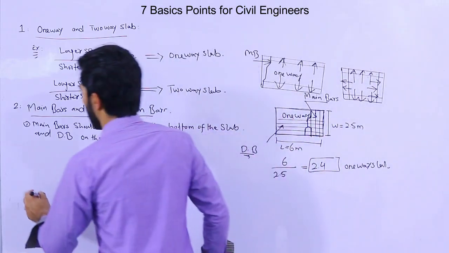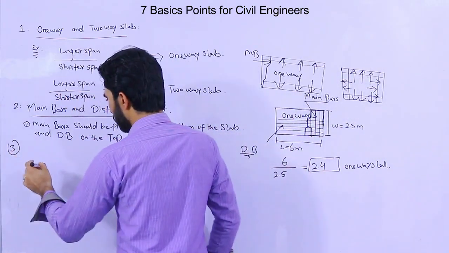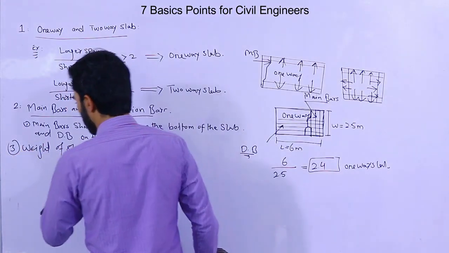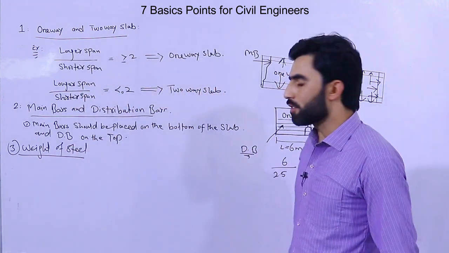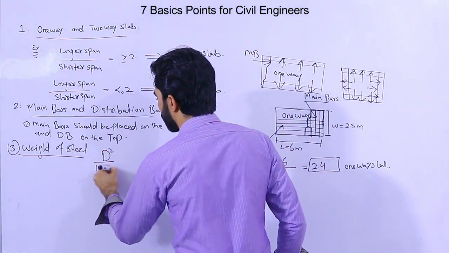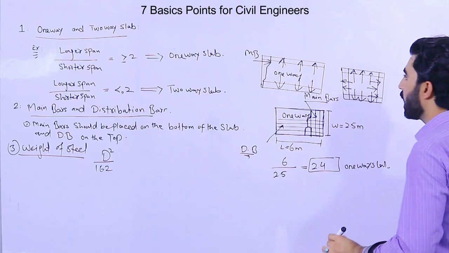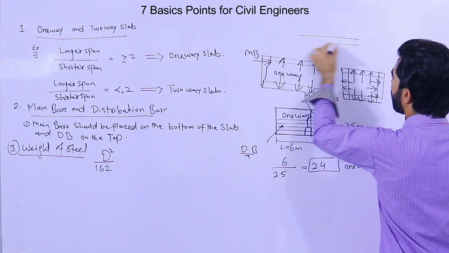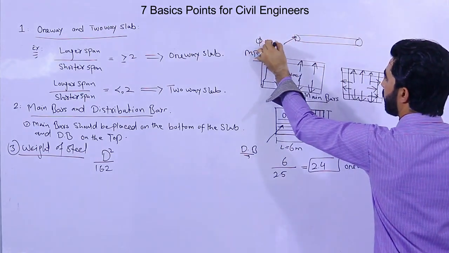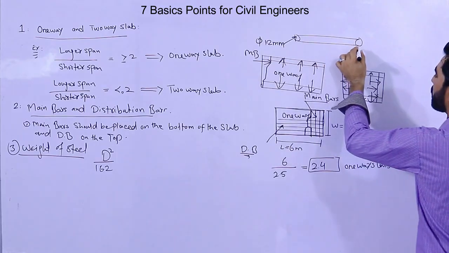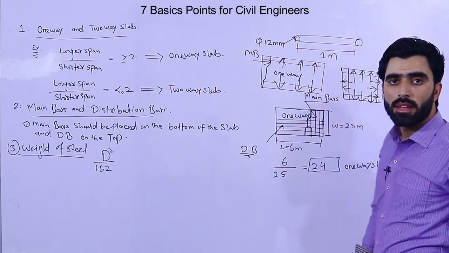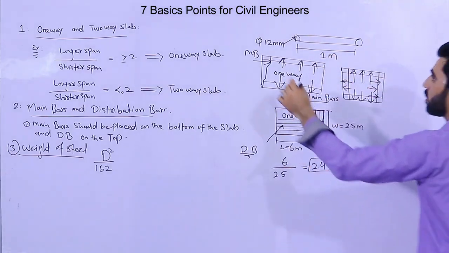Now the third point, guys, is the weight of steel. How can we find the weight of steel for beam, column and slab? Guys, for this we have a specific formula, d square divided by 162. Suppose I have a steel rod, this is a steel rod, suppose its diameter is 12 mm and the length of the steel rod is 1 meter, and you need the total weight for 12 meters.